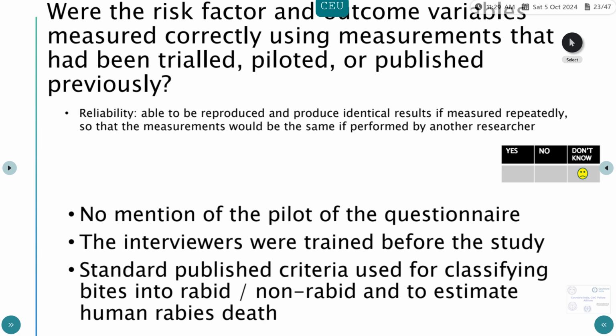For people who make questionnaires or survey tools, one thing to mention is whether the survey tool was piloted before in a small group of people and then adjusted to conduct a further study. Here they have not mentioned piloting of the questionnaire, so that's something that I would have liked to know from this study. However, they have mentioned that the surveyors who went into the field and surveyed people have been trained beforehand, and the criteria that they use to distinguish between non-rabid and rabid dogs and the WHO decision tree model that they have used, both have been published and validated before.